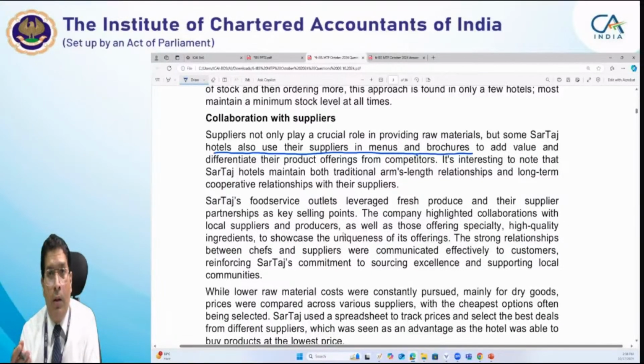Have you seen this in a flight menu? When you travel in an airline which is following a differentiation strategy, you may find a menu of a specific brand.